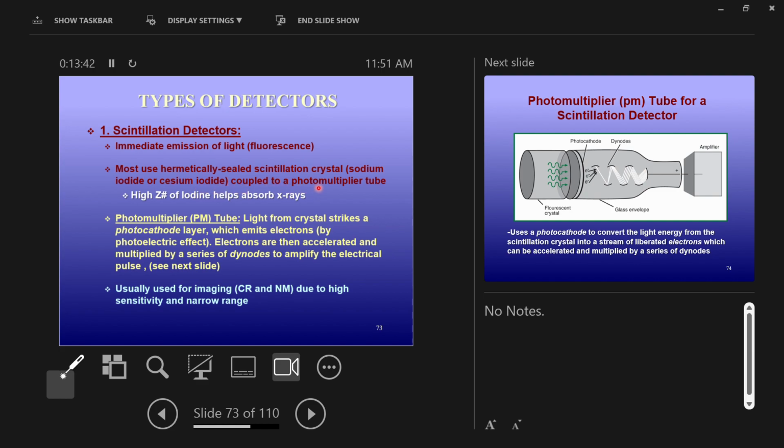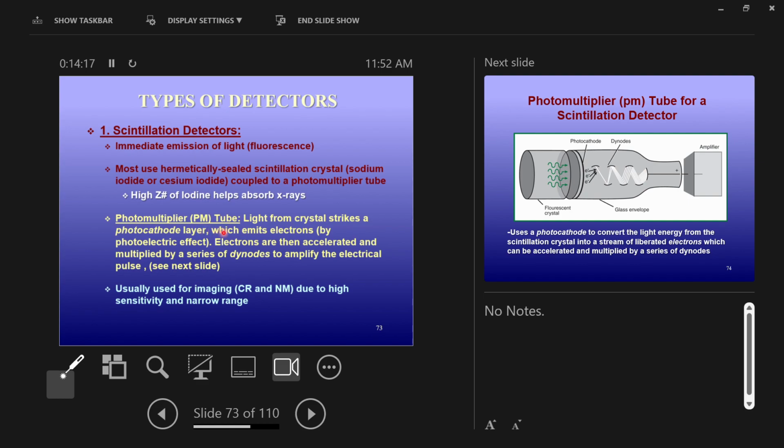Coupled to a photomultiplier tube. A photomultiplier tube simply amplifies the energy, amplifies the electric current. I'll show you a picture in a second. Let me read here. Light from the crystal. The light came out of the crystal because it was struck by some radiation. So light comes out of a fluorescing crystal when it's struck by radiation and strikes a photocathode. A photocathode is a device that when struck by light emits electrons.